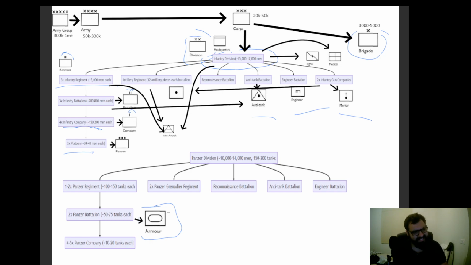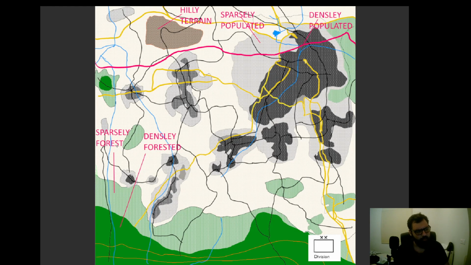Of course, in the late stages of the war, the tank numbers were all over the roof. They will also have a Panzer Grenadier Regiment, which will be motorized regiments, mainly anti-tank battalions, and all of the extra support units.